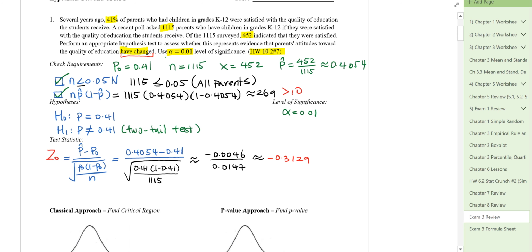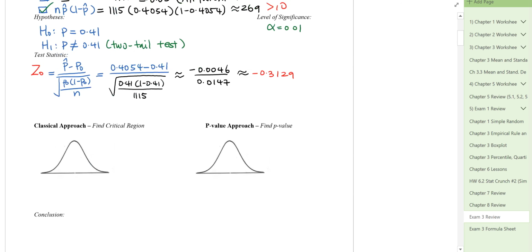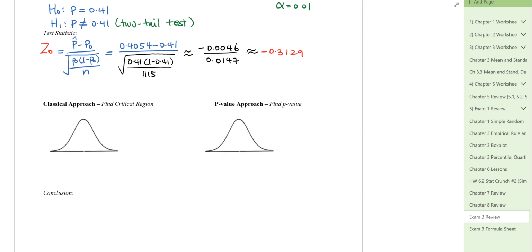Now I can use two different approaches to solve this problem: the p-value approach and the critical value approach. I'm going to do both. First, let's do the classical approach, which is the critical value approach. I'm doing a two-tailed test, so I'm going to draw my critical region, and I'm using alpha equal to 0.01. So I need alpha over 2, which is 0.01 over 2, giving me 0.005.